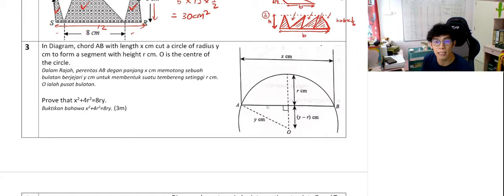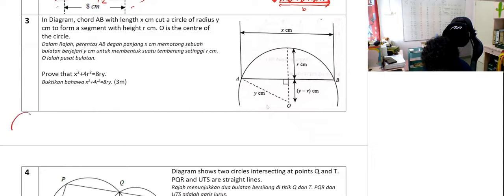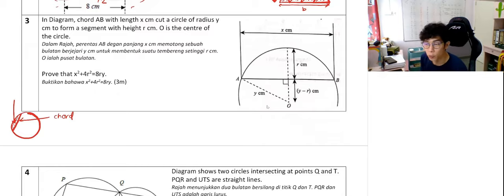In the diagram, chord AB. Everyone, what is a chord? Just for fun, this is a circle, and this is a chord. So I shaded this part. Everyone, can you tell me what this shaded part is? Start with S1.